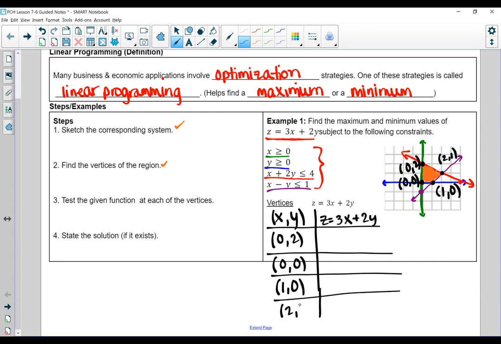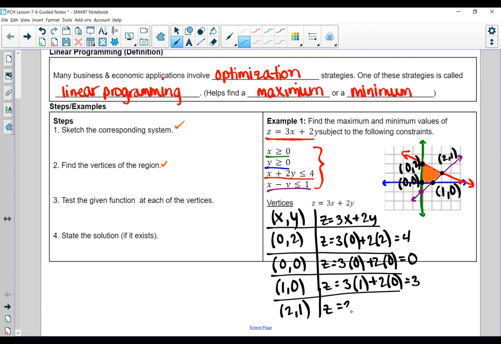and 2, 1. So if I plug in 0, 2 for z, I've got 3 times 0 plus 2 times 2, which would give me 4. Then I've got 0, 0. This is pretty straightforward. That's going to be 0. I've got 1, 0. So 3 times 1 plus 2 times 0 gets me 3. And then 2, 1 will give me 3 times 2 plus 2 times 1, which will give me 8.